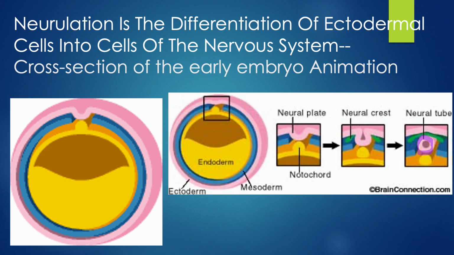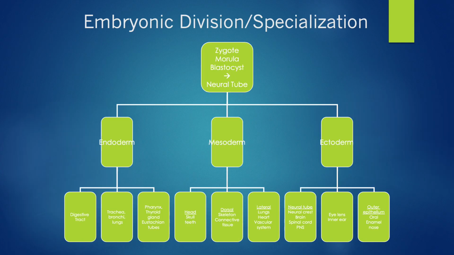And that's what forms. And then as it continues to grow and develop, it becomes the prosencephalon, the mesencephalon, and the rhombencephalon. So this is a table of the same animation. So the neural tube becomes even more specialized. We have the endoderm, the mesoderm, and the ectoderm, with the ectoderm ultimately becoming the central nervous system.